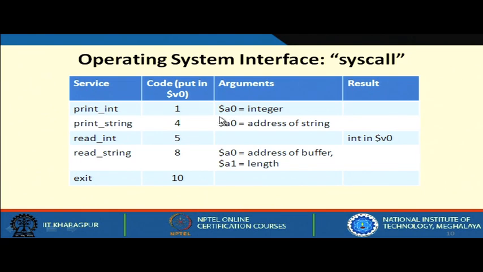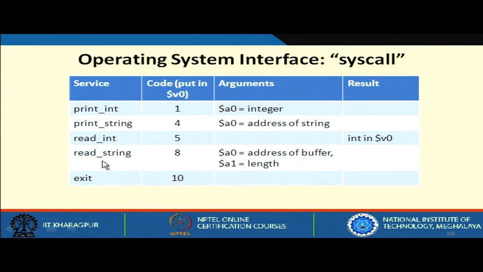Printing an integer: you have to put the argument in $a0 and put the code 1 in $v0. Similarly, for printing a string, you need to put the code 4 in $v0 and the address of the string in $a0, and then you can execute it. This is for printing; once these values are put and you perform a syscall, it will print on the screen, either an integer or a string. Similarly, reading an integer reads from the keyboard, and after reading it must store it somewhere. It will store it in $v0.